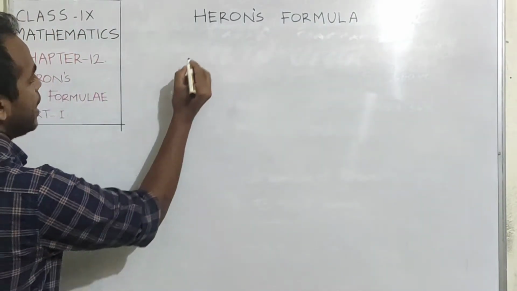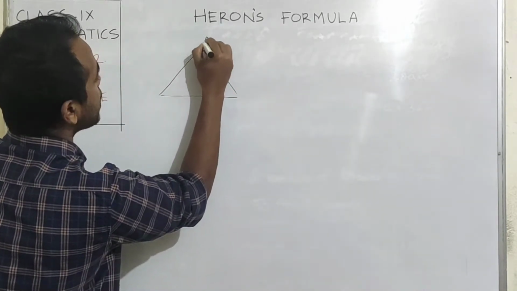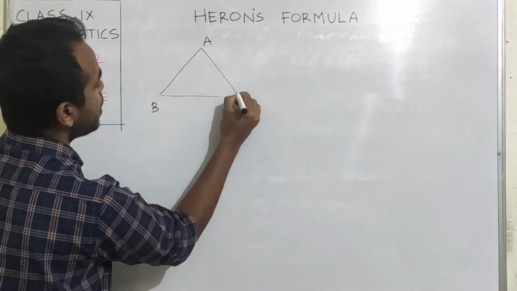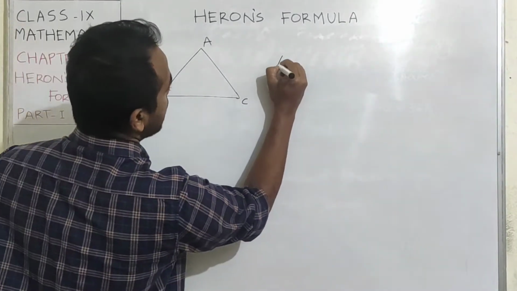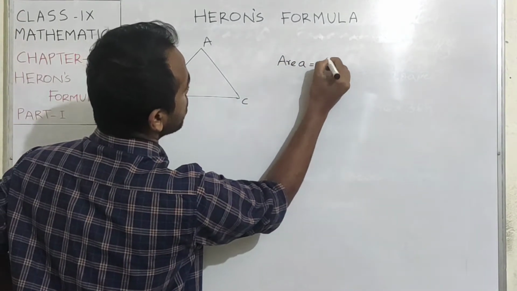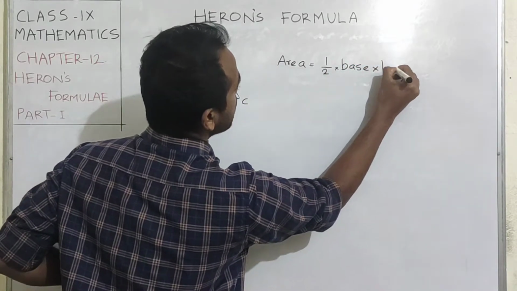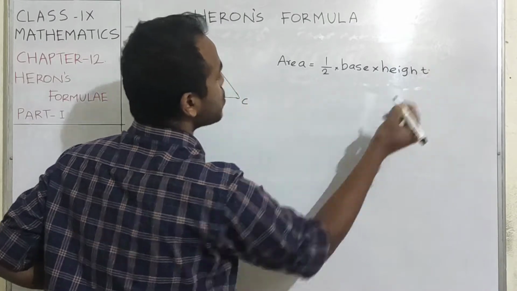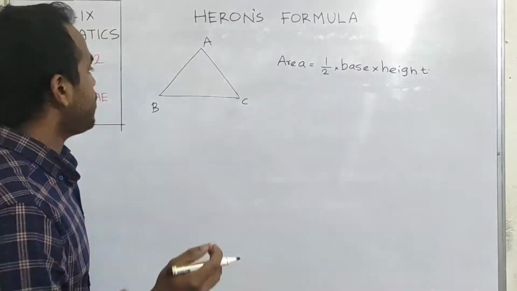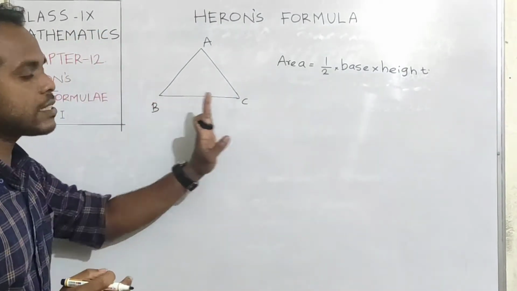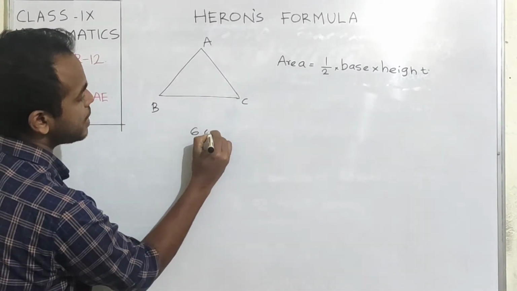So basically, let's see. Here is a triangle. We can name it as A, B, C. Then we use the equation area is equal to half times length of the base times its height. So we need these two quantities to find the area of the given triangle. What is the base here? It's clearly BC. Suppose BC is having a length of 6 centimeter.